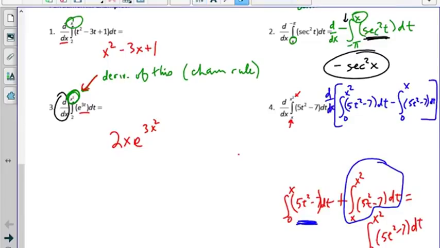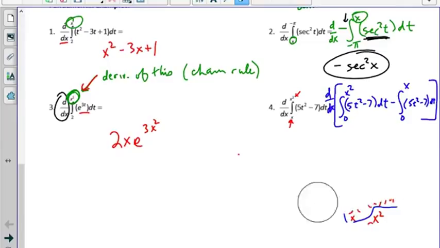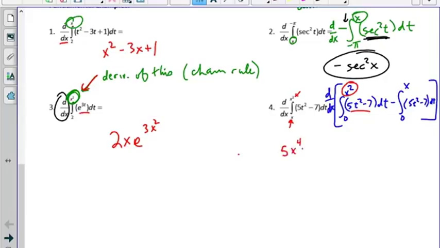So what I'm going to do now is I'm going to do some subbing in and then some chain rule action when we have the x squared. So what I have is the derivative of the integral is the function. So I'm just going to take this 5t squared minus 7 and I'm going to sub in x squared. So I have 5x to the 4th minus 7. So notice I just sub x squared in with t squared and I get x to the 4th. Then I have to take the chain rule on x squared.